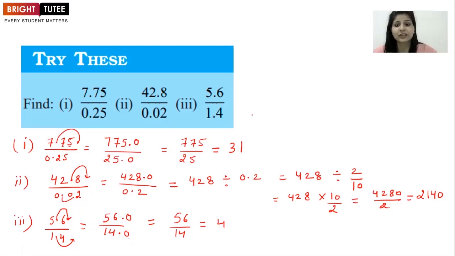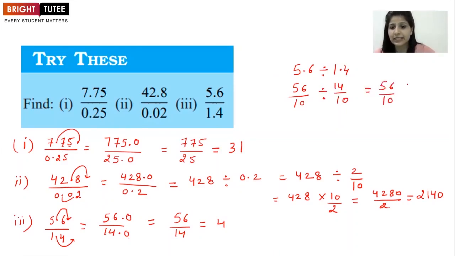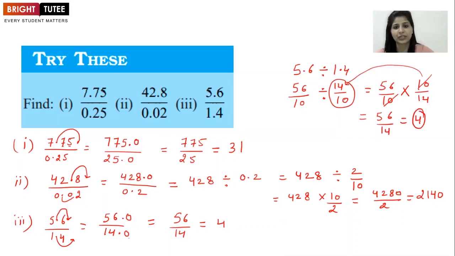What is another way of solving it? We have 5.6 to be divided by 1.4. I can convert this to fractions: 56 upon 10 divided by 14 upon 10. Now we know how to divide two fractions. 56 upon 10 will remain as it is, division will get converted to multiplication and this fraction will get converted to 10 upon 14, which is the reciprocal, right? Now 10 and 10 will get cancelled, again you get 56 upon 14 and that is the same as 4. 14 4s are 56. So this is how we are going to solve this question.